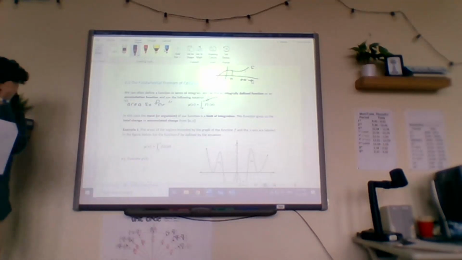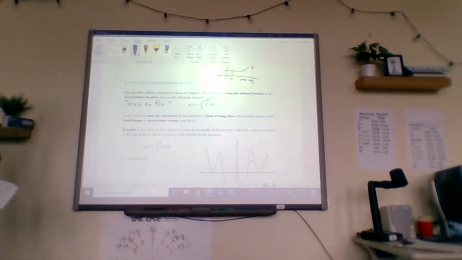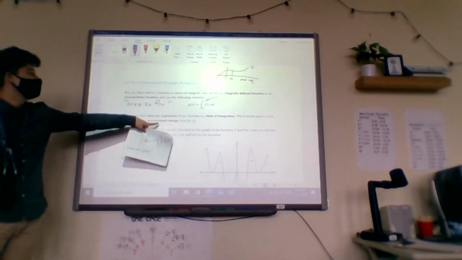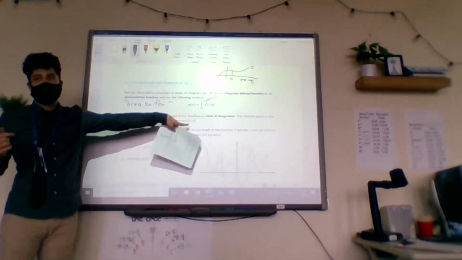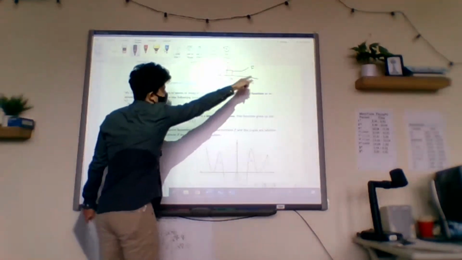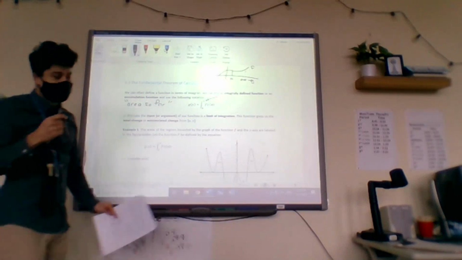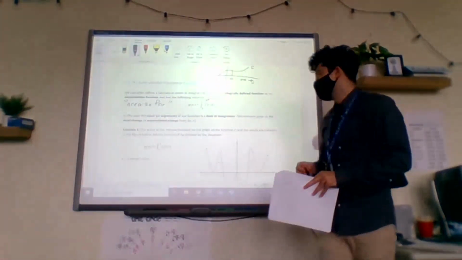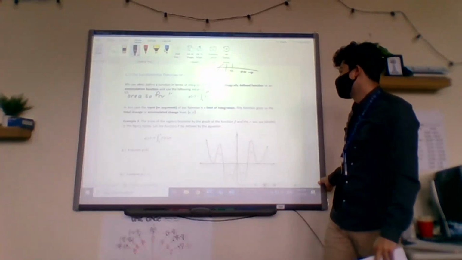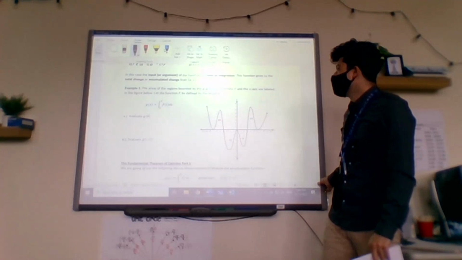There's an example. In this case, the input or argument of our function is the limit of integration. Like I said, this function gives us the total change or accumulated change from a to x, or in other words, the area. It accumulates the area from a to x. All right, cool. So after all those words, it's very possible that you are confused by this function. But once we do a couple of examples, you'll be like, oh, okay, this makes sense.